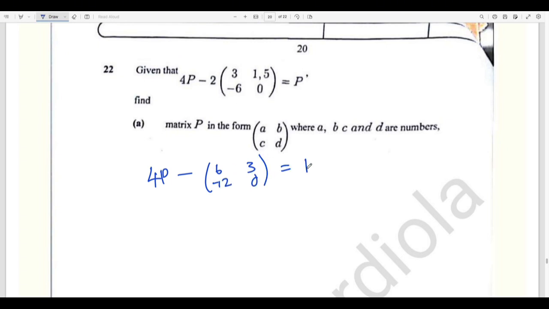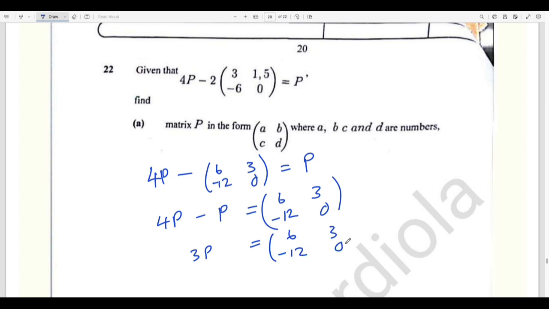Now you need to rearrange, bring like terms together so that you can work this out nicely. So 4P minus P, you bring P to the left side, then the minus matrix you take to the right side. The minus sign goes, now it's positive, equal to 6, 3, minus 12, and 0. Now we close the bracket, obviously, to show that it's a 2 by 2 matrix. So 3P is equal to 6, 3, minus 12, 0. To find the matrix P, you divide both sides by 3, or you multiply by 1 over 3.